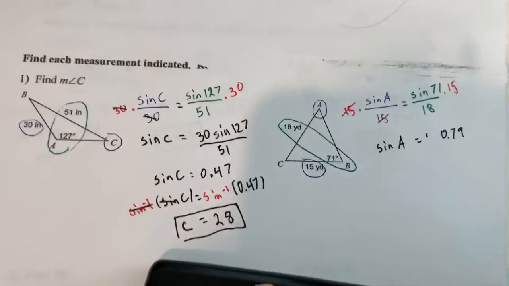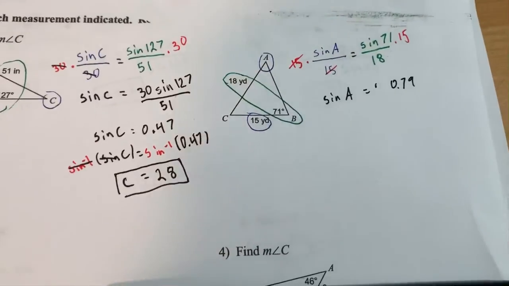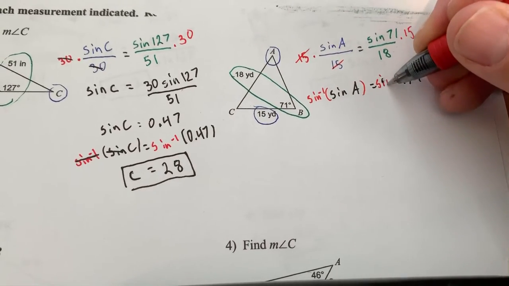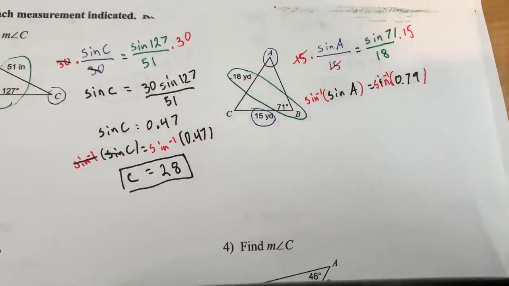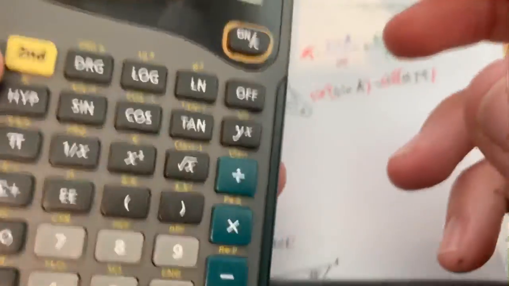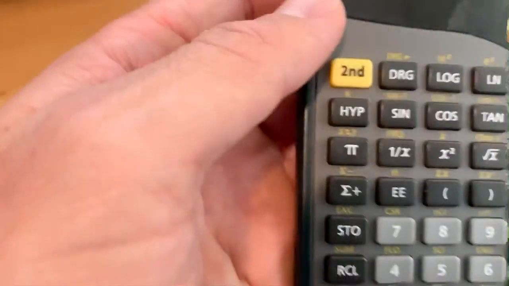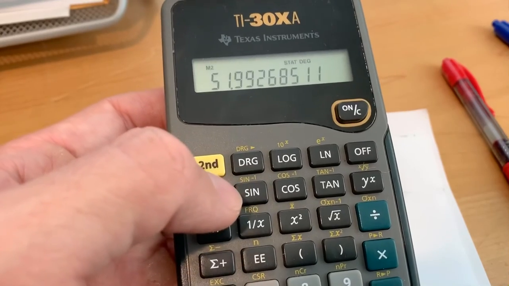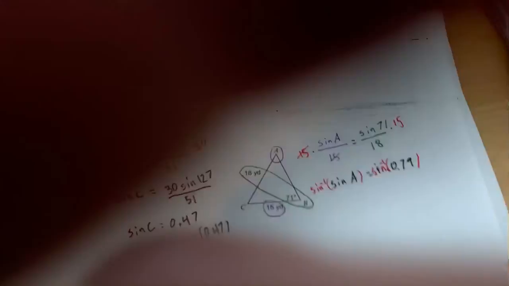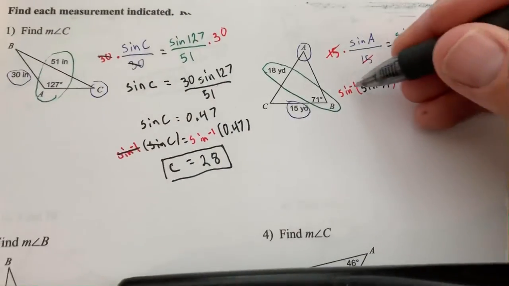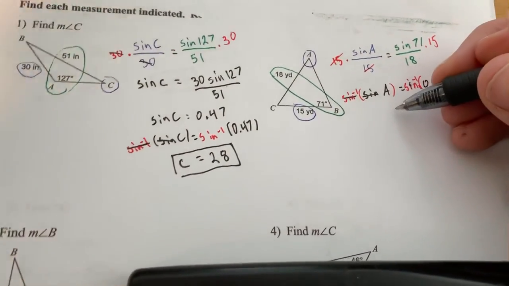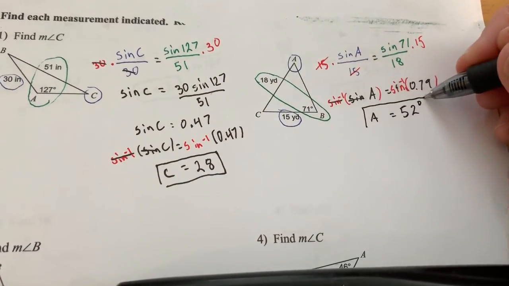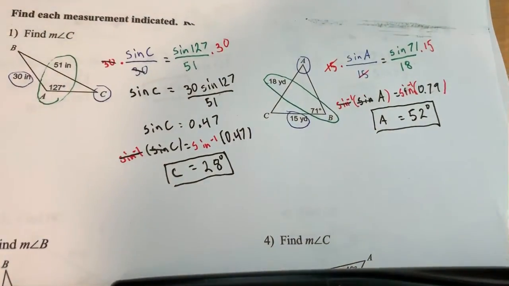And then to finish solving, I just need to take the inverse sine of both sides. I can do that right on the calculator. So from here, second inverse sine, I get 51.99, so 52 degrees. So inverse sine here cancels that out, and then I get A is equal to 52 degrees. Measure of angle A, that's fine right there. So there you go.